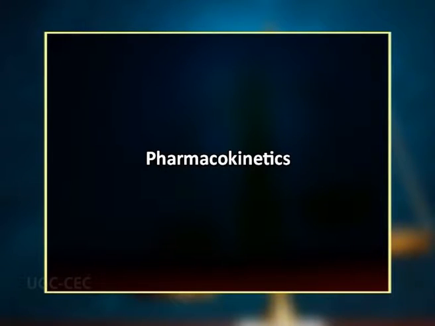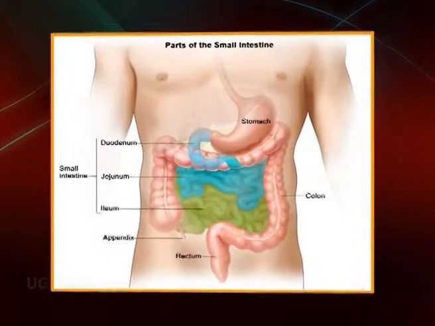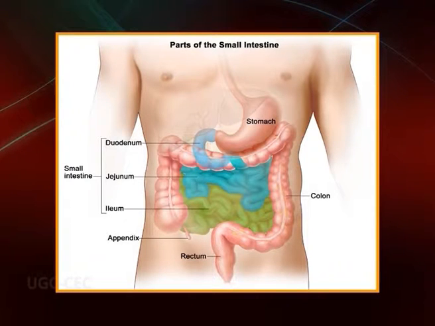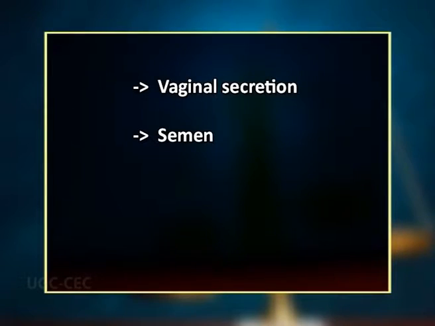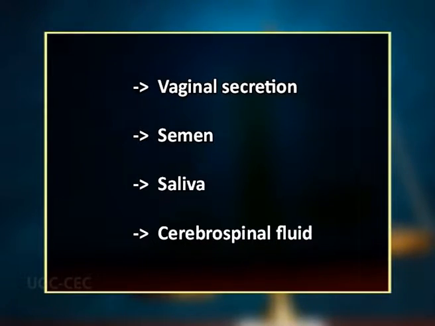Its pharmacokinetics: it is almost completely absorbed from the small intestine. Little unabsorbed drug reaches the colon. It is widely distributed in the body, attaining therapeutic concentration in vaginal secretion, semen, saliva, and CSF. Metabolism occurs in the liver primarily by oxidation and glucuronide conjugation, followed by renal excretion.